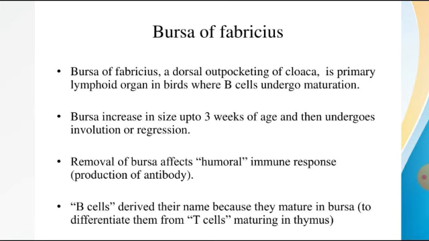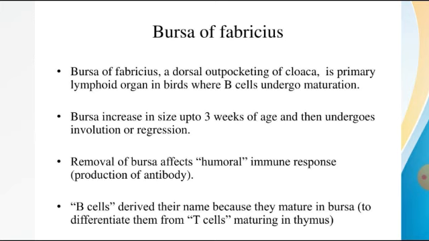So why is it called the bursa of Fabricius? Fabricius is the name of a scientist who first discovered the organ in birds. So it is called the bursa of Fabricius. A dorsal outpocketing of the cloaca, it is a primary lymphoid organ present only in birds, where B cells undergo maturation. It increases in size up to 3 weeks of age and then undergoes regression.